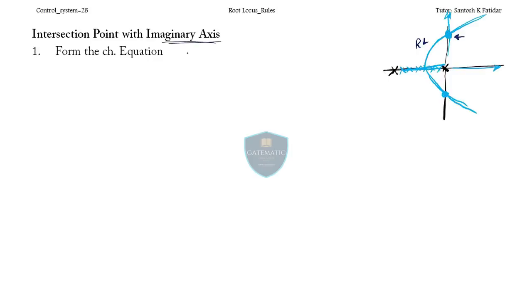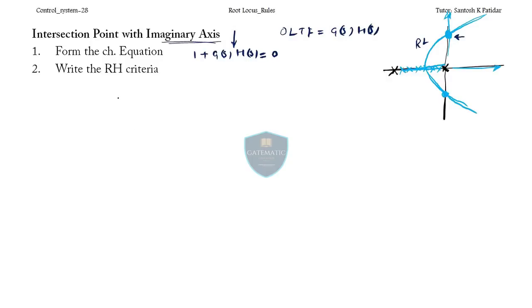The first point is, from the characteristic equation, that is 1 plus G(s)H(s) equal to 0. You have to form the characteristic equation first. How? You will find in your question that G(s)H(s) will be given, because the starting point for the root locus is nothing but the open loop transfer function, and that is G(s)H(s). You have to add 1, so you will get the characteristic equation. Okay, you have done this. Next, write the RH table or RH criteria. Remember, in the last unit we have seen how to form the RH table for the characteristic equation. So we have to do that.